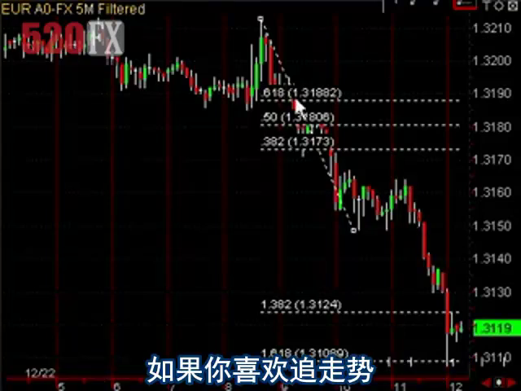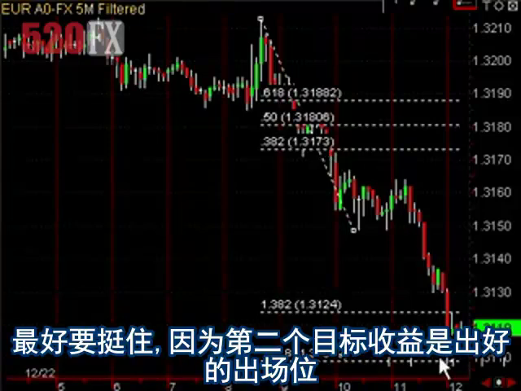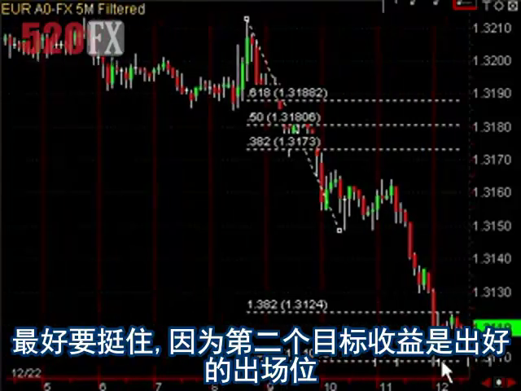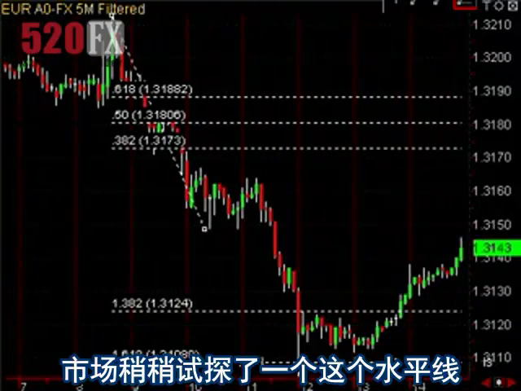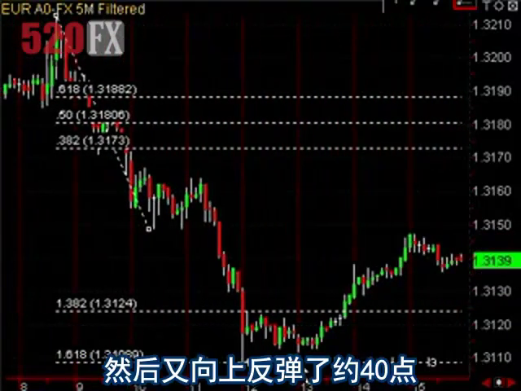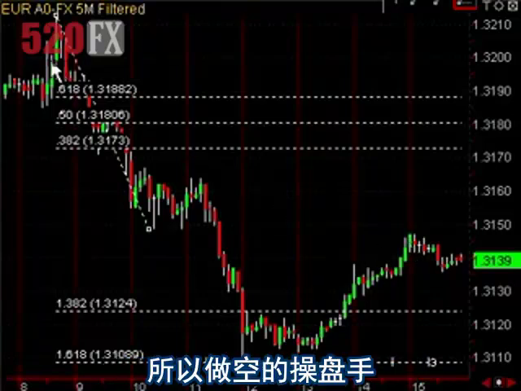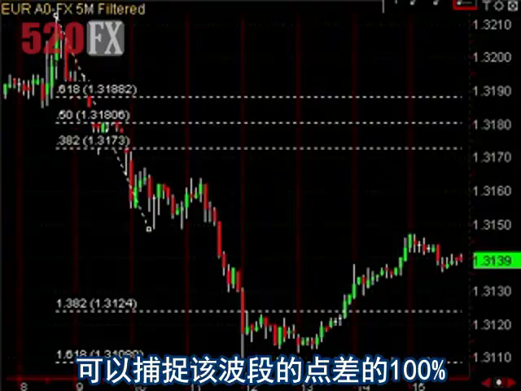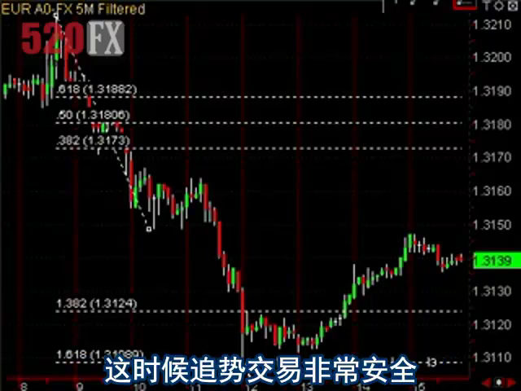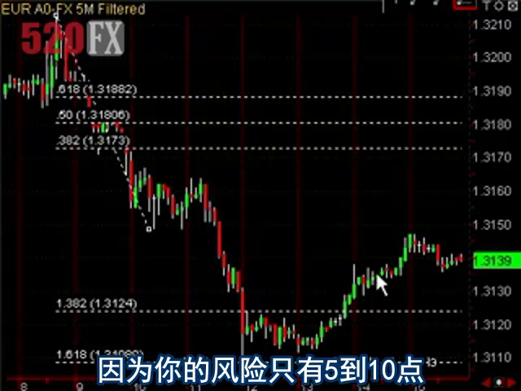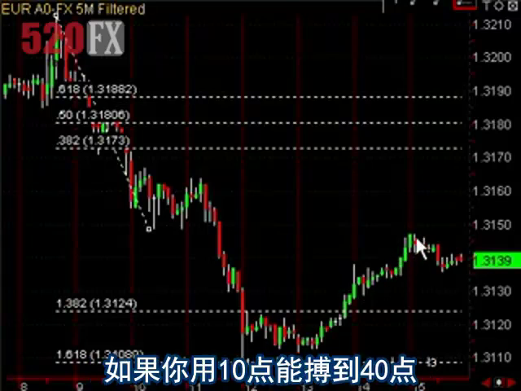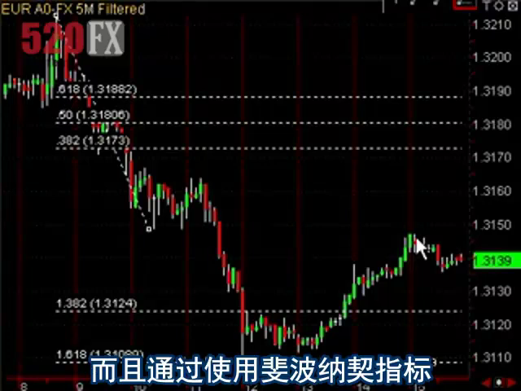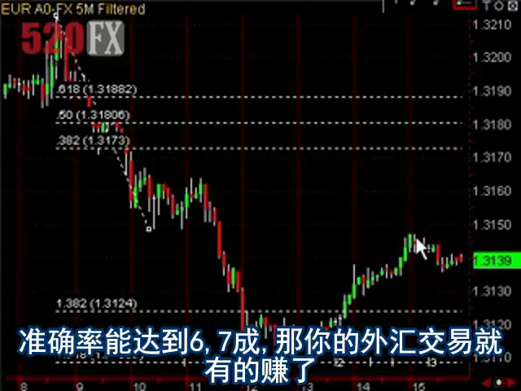So if you're a counter trend trader or you're trading with the trend, you want to hold on, and this is an excellent place to get out of the trade at. Let's see what happens. Market just touches this area to the pip and retraces back up about 40 pips. So for those of you who are short, it gives you the absolute perfect place to get out of your trade. You would have caught 100% of the move, and you can trade counter trend there very safely because you can risk 5 or 10 pips, and in this case the market went up 40 pips your way. When you risk 10 pips and you make 40 pips and you're right 50 to 60% of the time, you make a ton using the Fibonacci tools in the Forex.